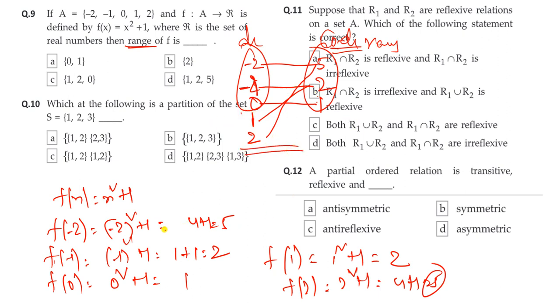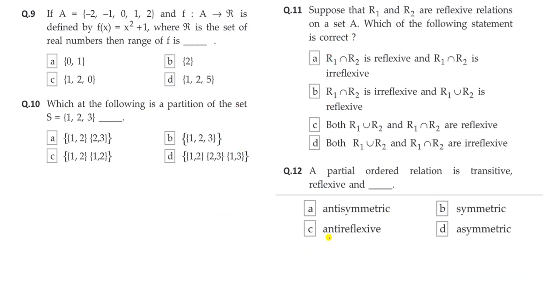Is this a function? For every value there is a unique value. Okay, now check the codomain values: 1, 2, 5. So this is the range. These are the codomain values and this is the range. So where is it? This is option D. So the ninth question's answer is {1, 2, 5}. It is a function and it is an onto function, because every element has its pre-image.